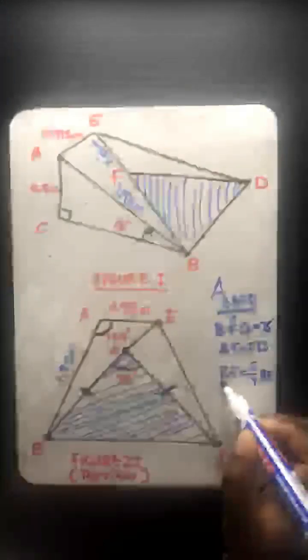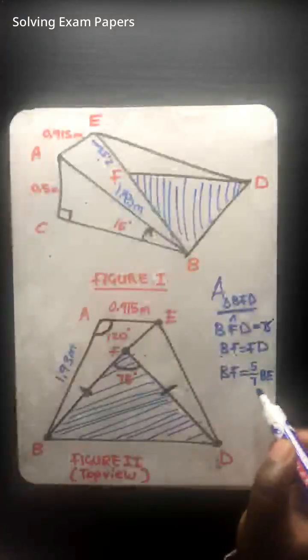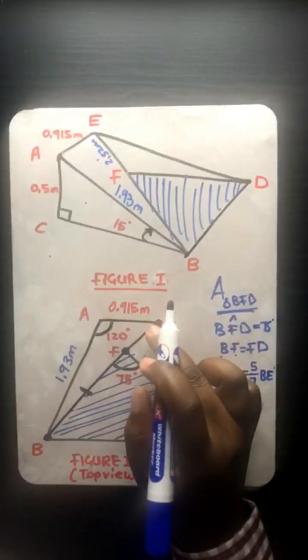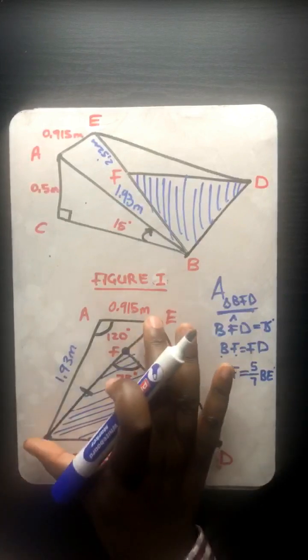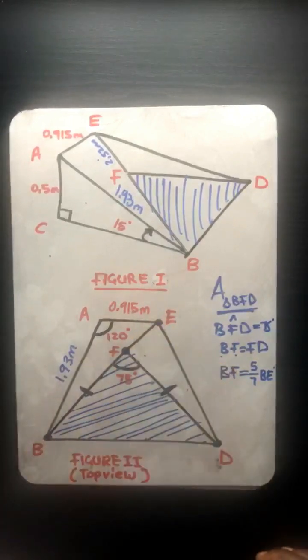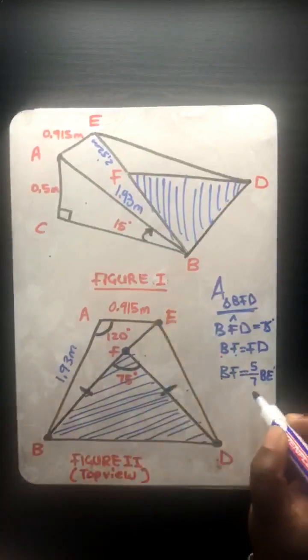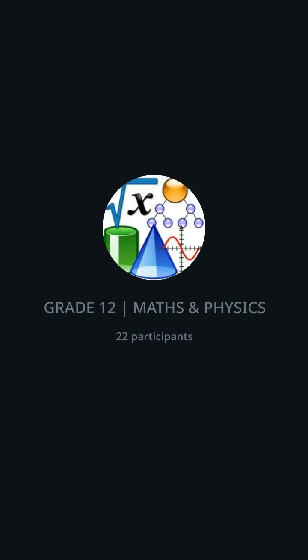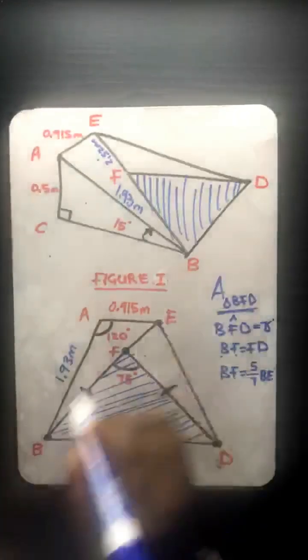Okay, so let's see. They are saying BF is equal to 5 over 7 BE. I think now it makes sense because it's more like they're saying if BE is equal to 10, and BF is half of BE, that means BF is going to be 5. In this case, they're not saying half, but 5 out of 7, so from there to there, it's 5 out of 7 of that total length.